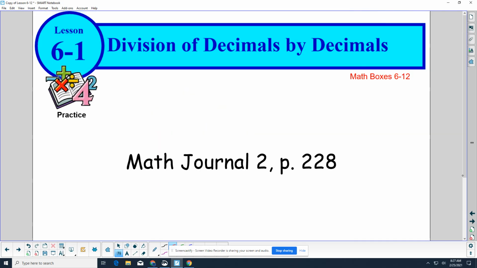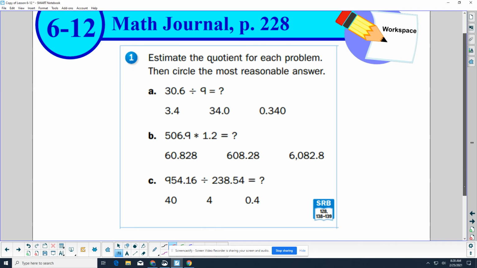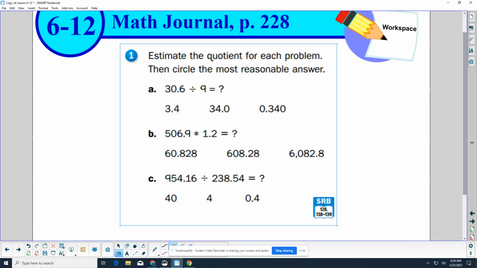Okay, so we'll turn to page 228 in your math journal. And you're going to work on your math boxes.